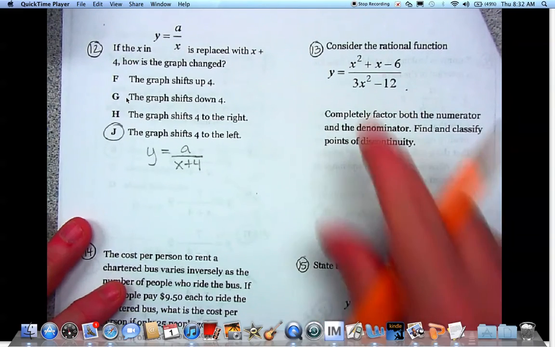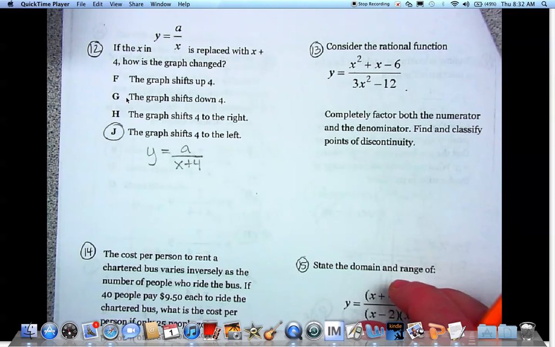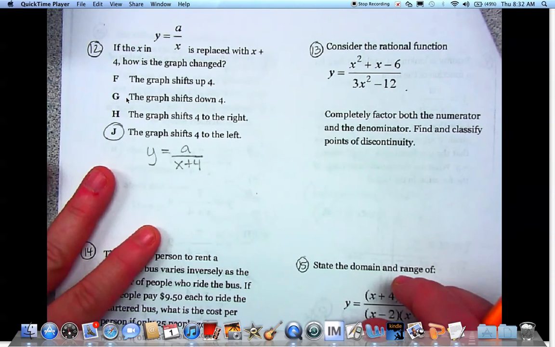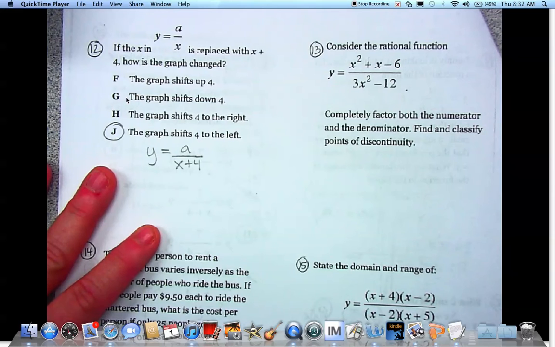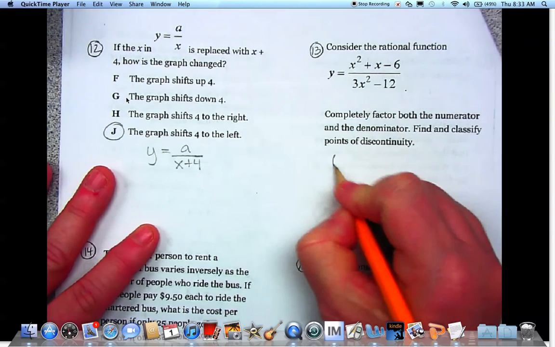Okay, consider this rational function. Completely factor both the numerator and the denominator. Find and classify points of discontinuity. Points of discontinuity are the horizontal asymptote, the vertical asymptote, and the hole, if there is one. They want you to find all those and label them like VA, HA, and hole, or you can put RD for removable discontinuity if you want. But let's go ahead and factor.